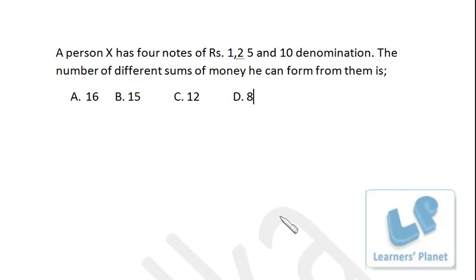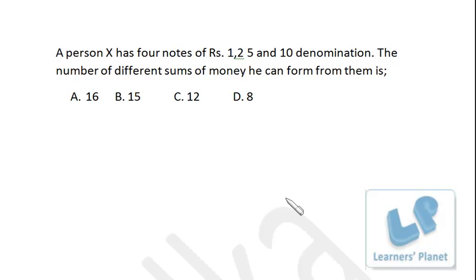Now friends, let's see this problem. A person X has four notes of rupees 1, 2, 5 and 10 denomination. The number of different sums of money he can form from them is. Now that's going to be really an interesting and challenging problem. Now just listen to me carefully.